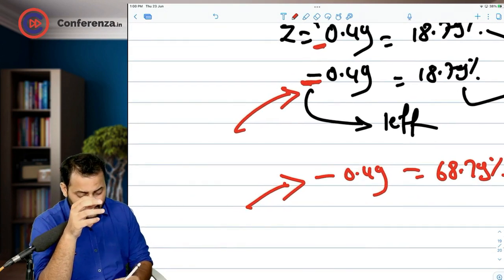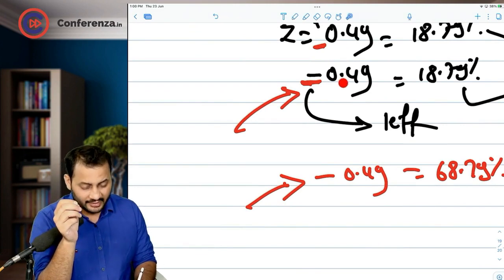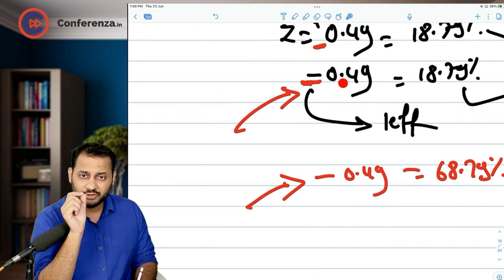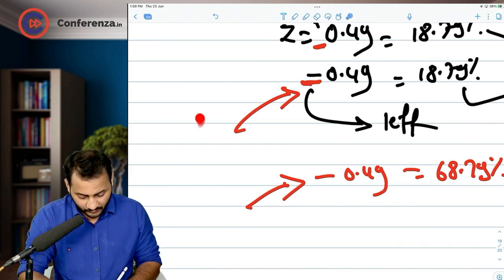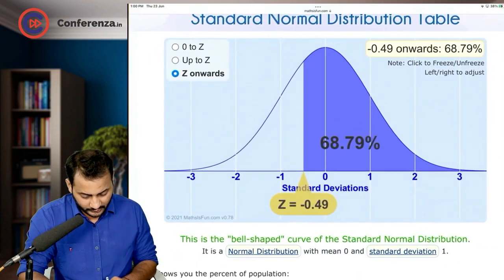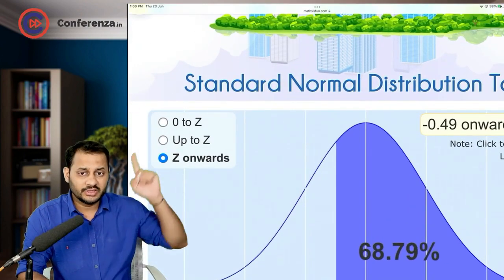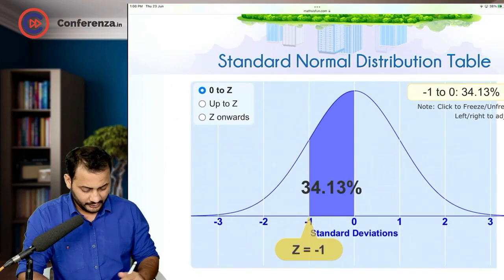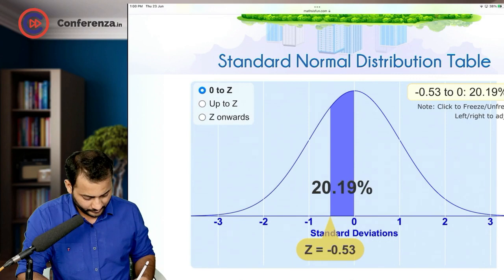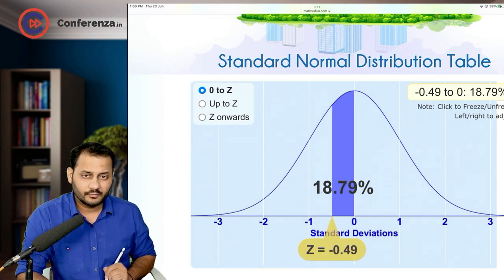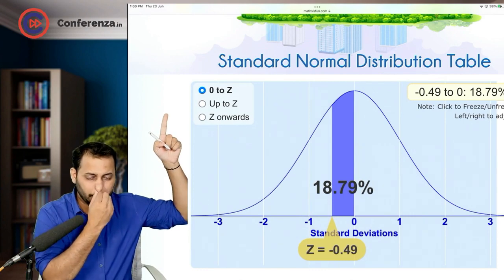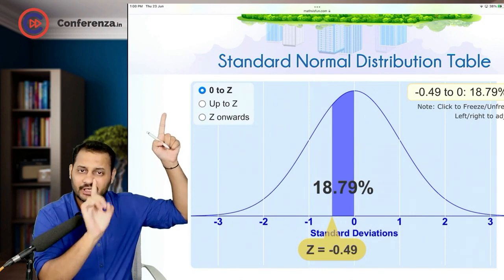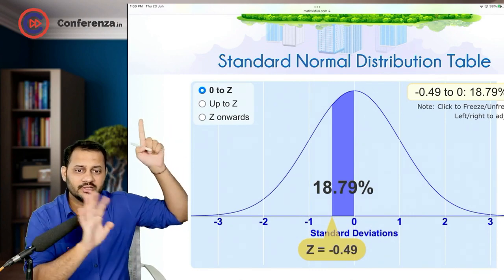Why is it like that? Because earlier we were finding the area for a standard deviation of 0.49 from the mean to the left side. So it was 0 to z at that time, 0 to z, 0.49. When we go from the mean, 0 means the mean. Standard deviation at the mean is 0. So 0 to 0.49 is 18.79.